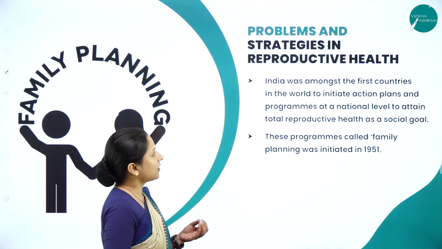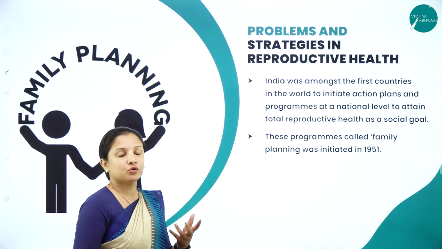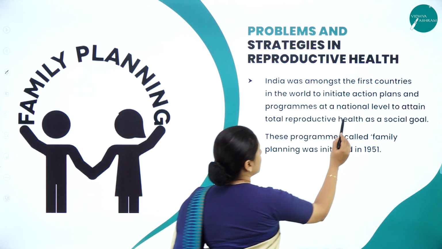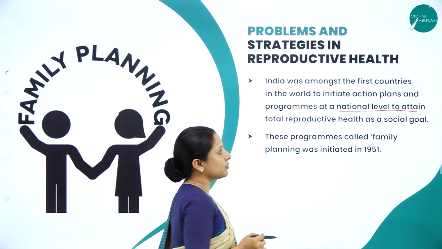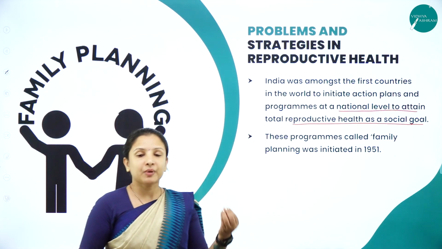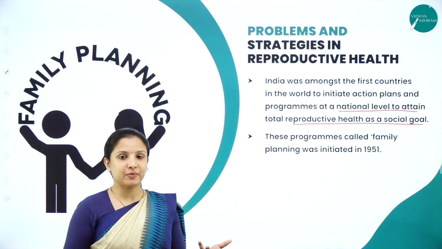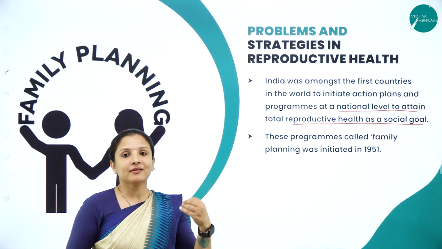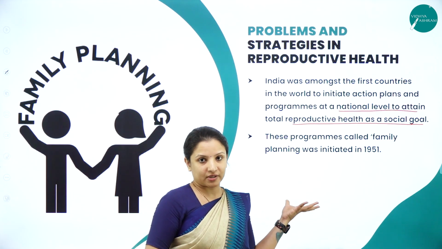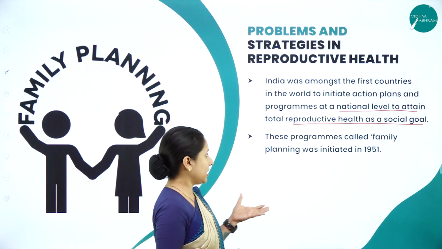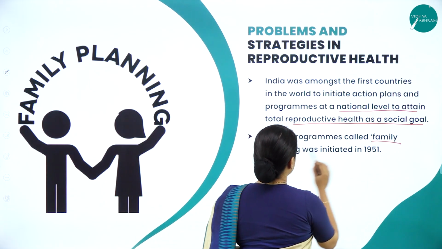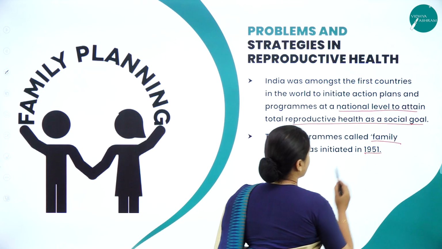India is one among the first countries in the world to initiate a program at a national level to maintain reproductive health as a social goal. Initiating plans by the government to make people understand reproductive health was very important, and that was first implemented by India. These programs in India were called family planning, which was initiated in the year 1951.